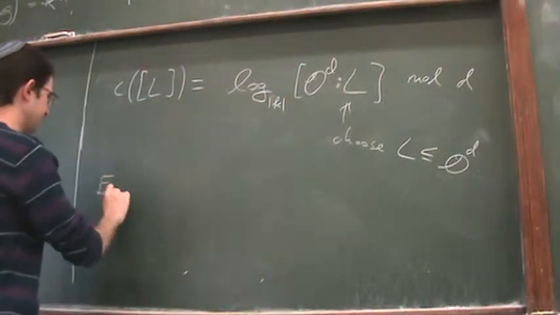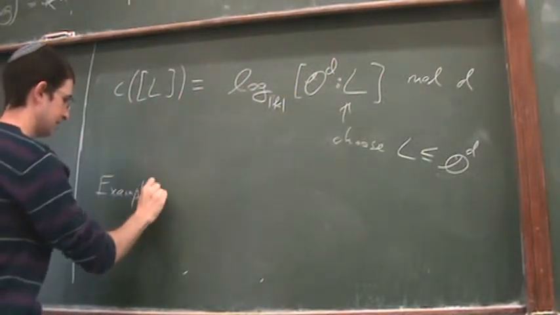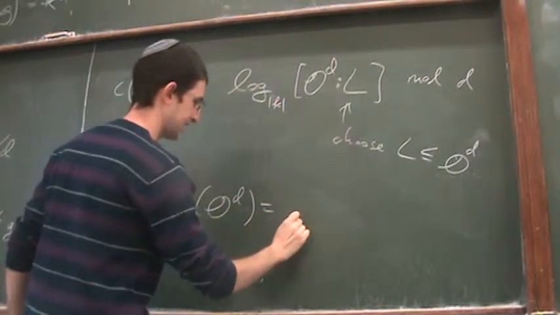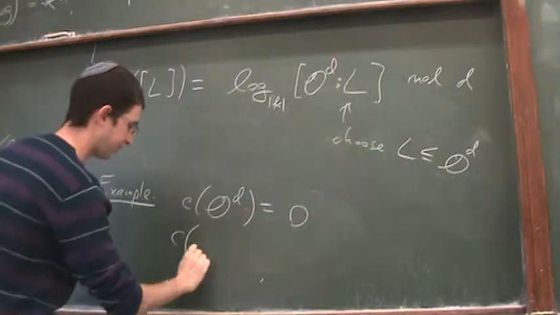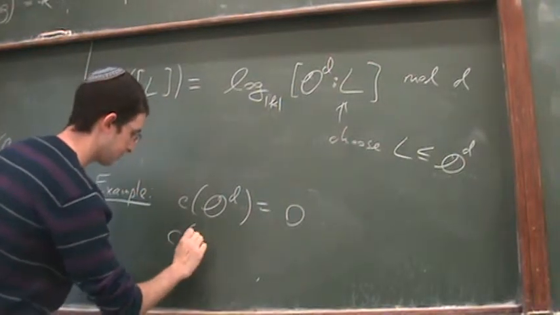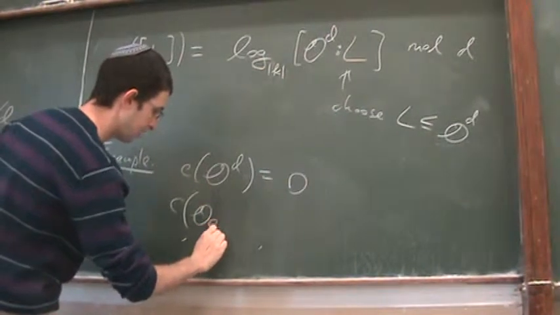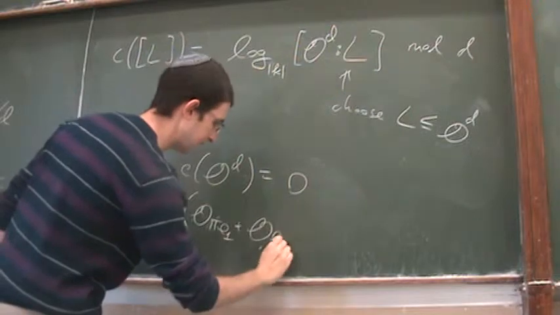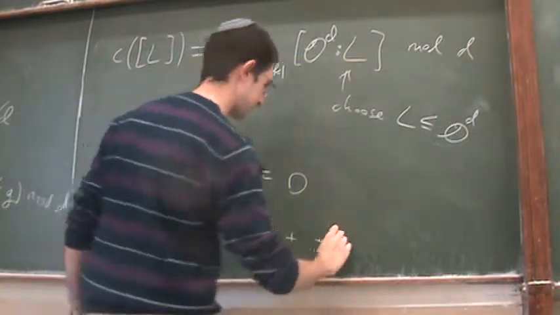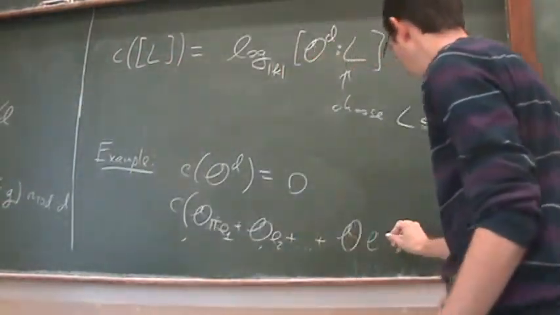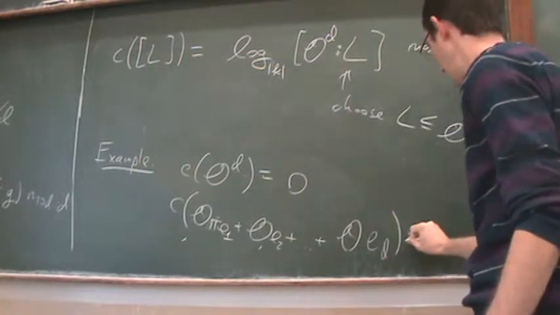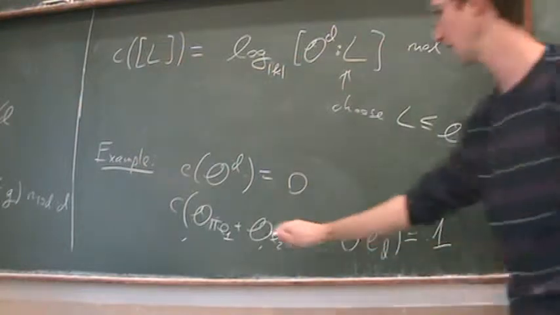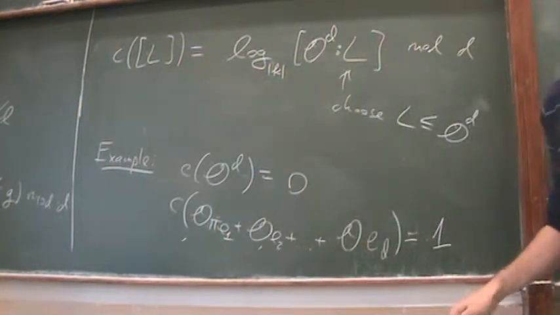And for example, the color of O to the d is 0. The color of O pi e1 plus O e2 plus etc. plus O e_d is just 1, because I have index q inside here, and I take the log.